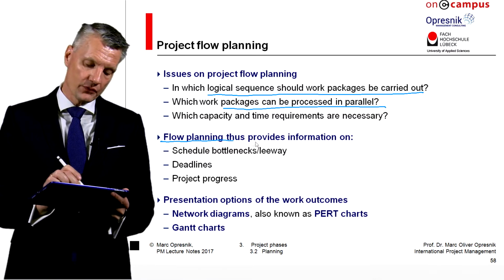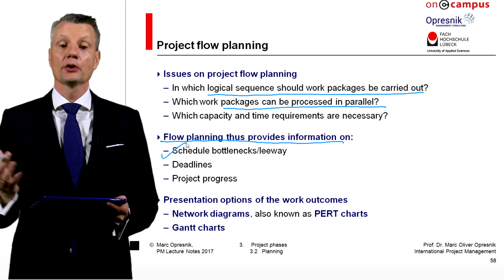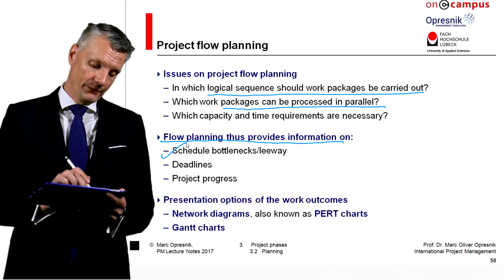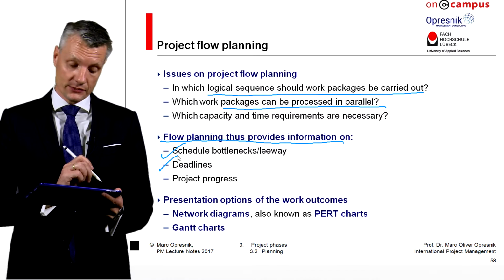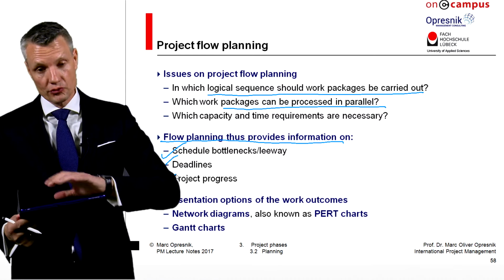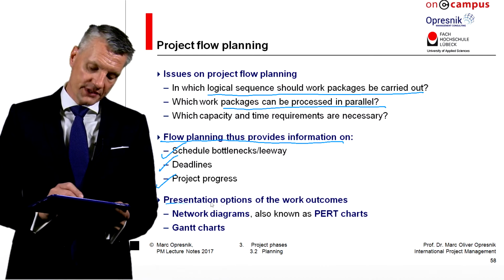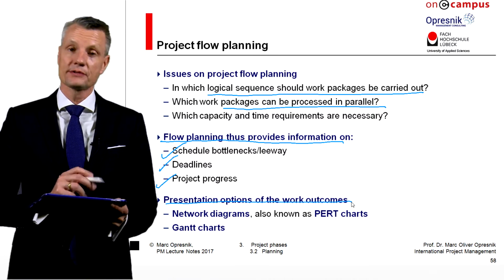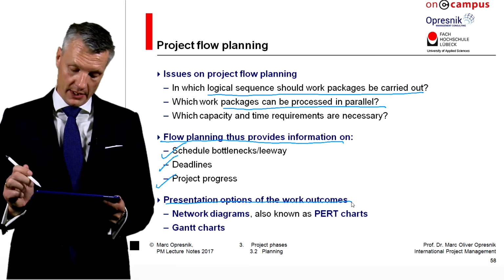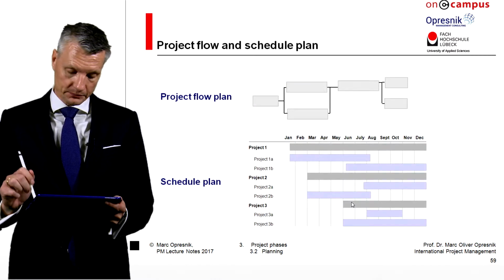So the flow planning provides information on the schedule in general. It also helps you to identify certain kind of bottlenecks. It sets the deadlines, the due dates, and it helps you as a project manager to monitor, to control the progress. The presentation on the work outcomes and the flow of the project is usually visualized in a Gantt chart or a PERT chart. Let's look at those.